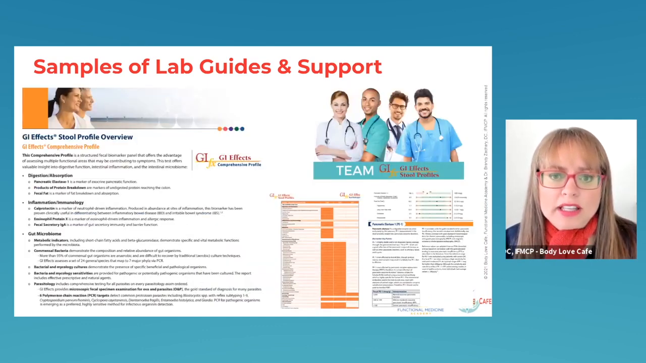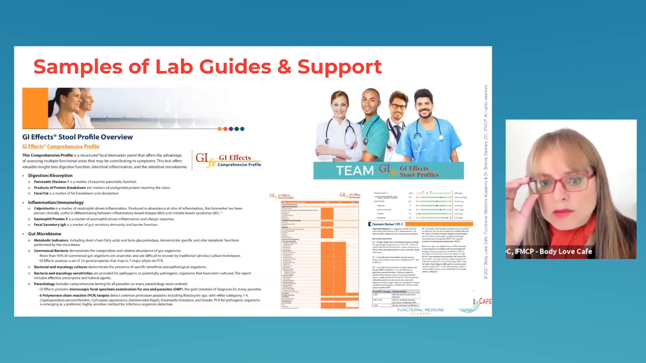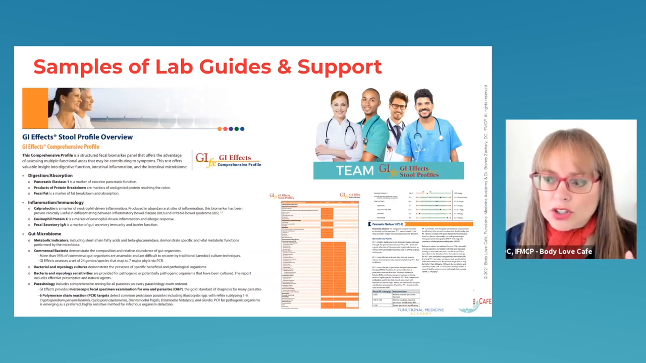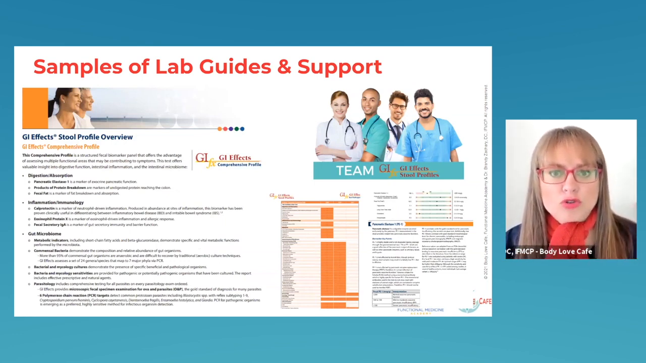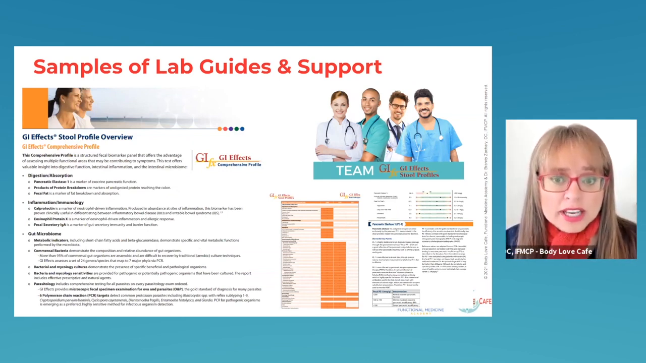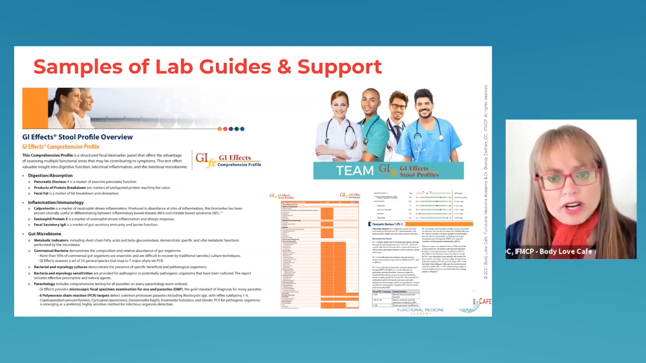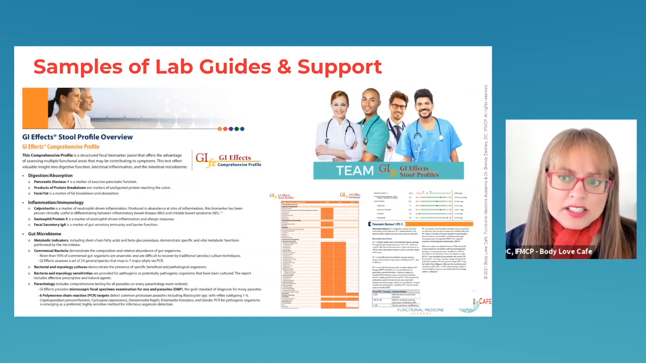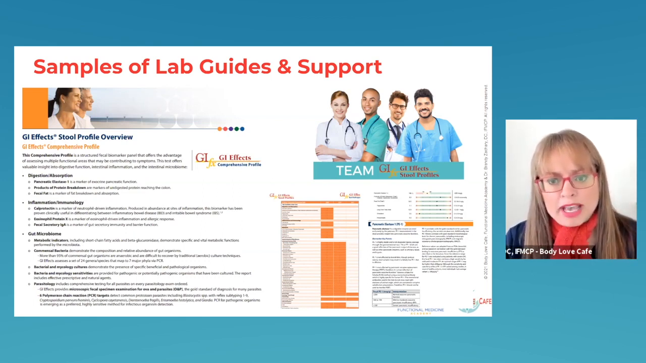Okay, so let's look at some of the lab support and guides for Team GI Map. So on the left, you're going to see sort of a stool profile overview that talks a little bit about those markers. That's a shorter piece, something you may or may not want to share with patients as for why you're saying, hey, I want this test. The one in the middle with a lot of orange, that's a longer document. You can look at it on their website. It's not something I would share with the patient, but that helps you decide, do I want this GI Effects, or do I want a smaller test, or do I want some add-ons? So it just helps show you what's included with their markers.